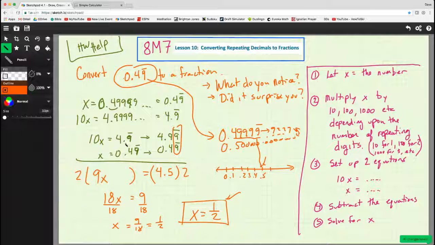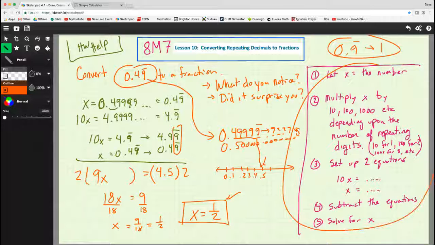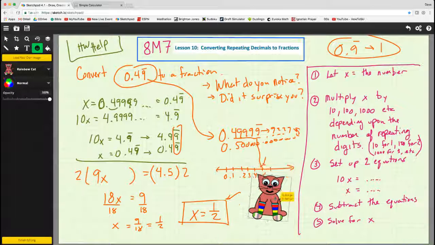So you're going to see when you do your homework that converting 0.9 bar into a 1 is very easy if you understand this example and you understand this process. And this process is a happy cat because you have mastered converting repeating decimals to fractions.